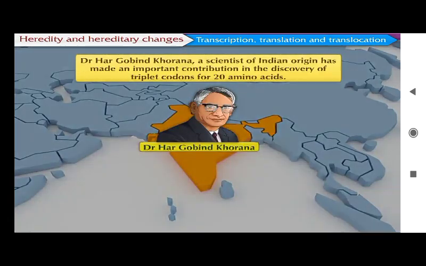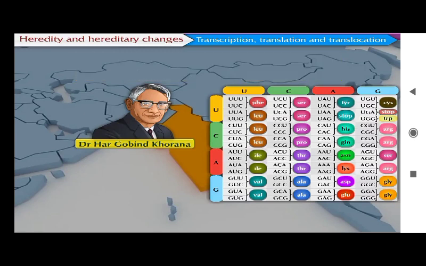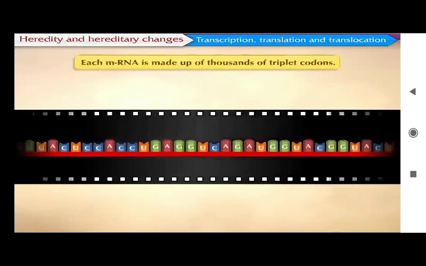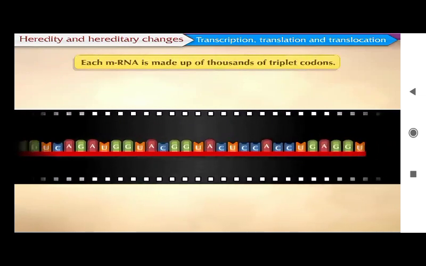Dr. Hargobind Khurana, a scientist of Indian origin, made an important contribution in the discovery of triplet codons for 20 amino acids. For this work, he was awarded the Nobel Prize in the year 1968 along with 2 other scientists. Each mRNA is made up of thousands of triplet codons.